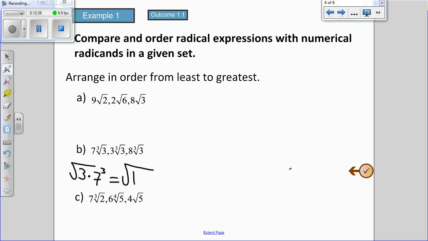The next one is going to be the cube root, sorry, I lost my cube root there. The cube root of 3 times 3 to the power of 3. So 3 to the power of 3 is 27. Times 3 again is 81.